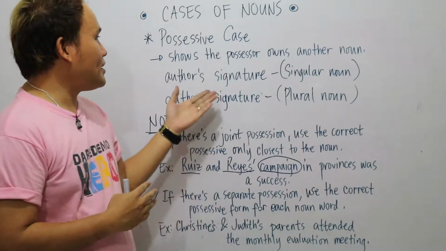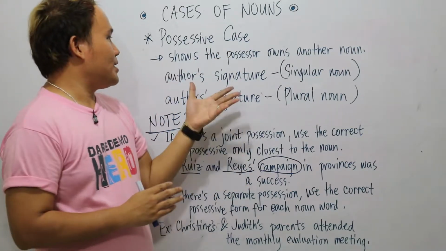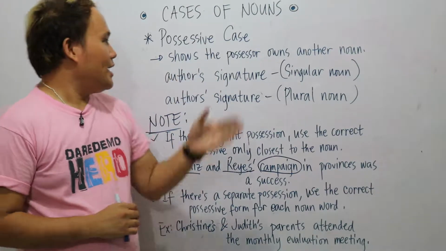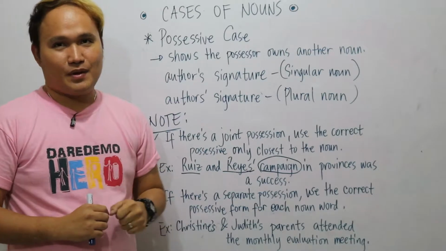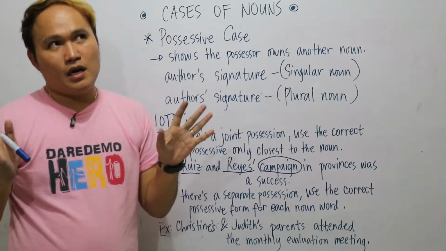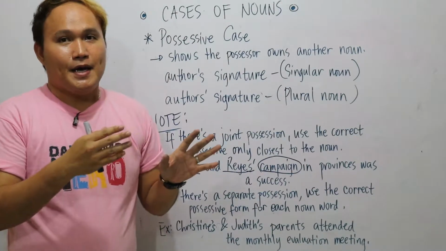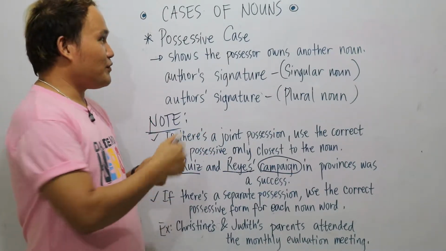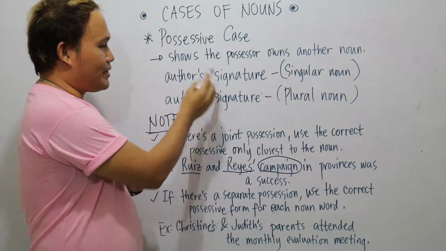Today in this video we will continue discussing the cases of nouns. Now we're done with the first case, and the second case is the possessive case. Possessive case, from the word possess, shows that the possessor owns another noun. One good clue that a noun is in the possessive case is the presence of an apostrophe and the letter S.